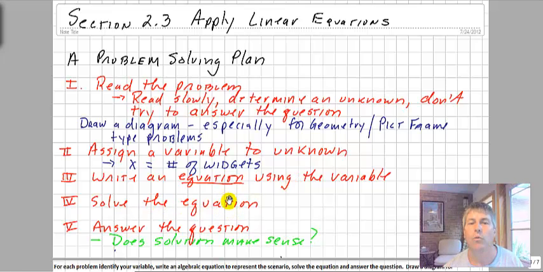Let algebra do the work for you. And then finally, once you solve the equation, once you find out what x is or y is or w is, whatever it is, make sure you answer the question. X is not always the answer. So make sure you answer the question. And then look at your answer. Does that solution make sense?